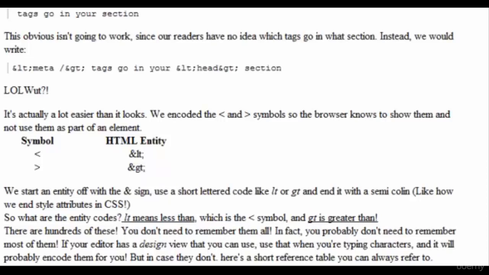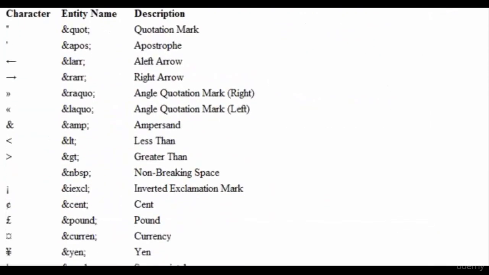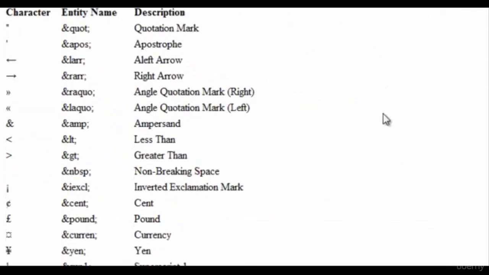If your editor has a design view that you can use while you're typing characters, it will probably encode them for you. But in case they don't, here's a short reference table that you can always refer to. So we have the character, what it shows up as, we have entities, and the description. So the only one I really want to go over now is the non-breaking space, which is NBSP.